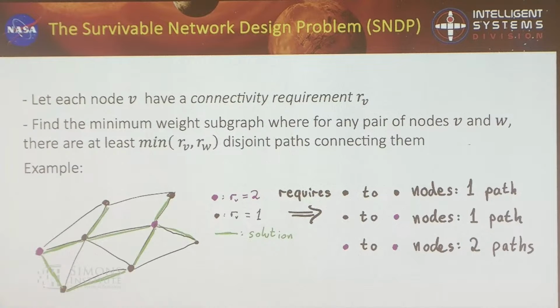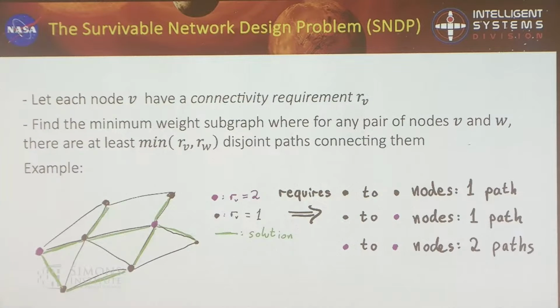Just to step through this, let each node V have a connectivity requirement R_V. We want to find the minimum weight subgraph where, for any pair of nodes V and W, there are at least min(R_V, R_W) disjoint paths connecting them.